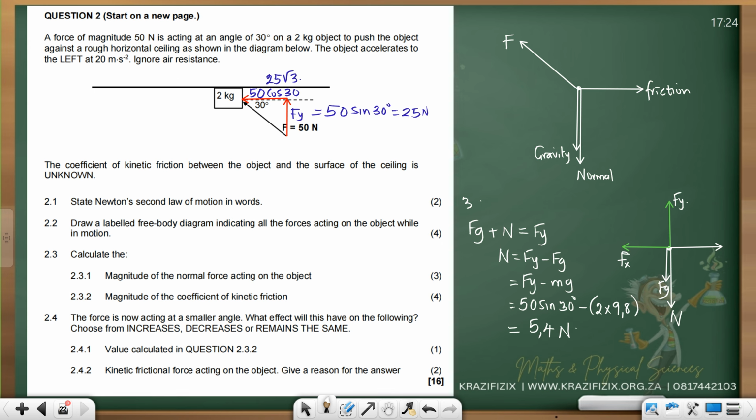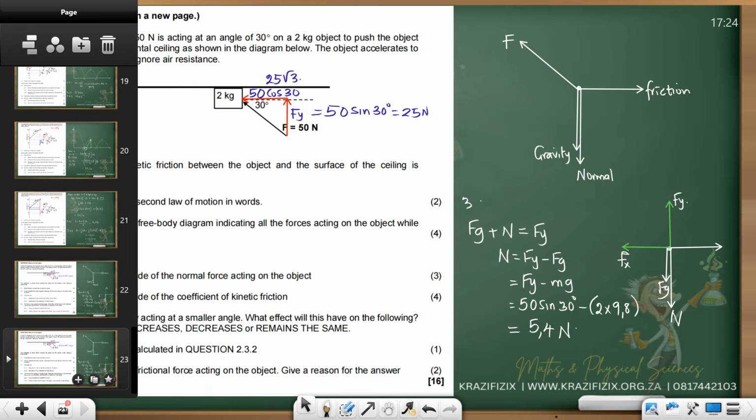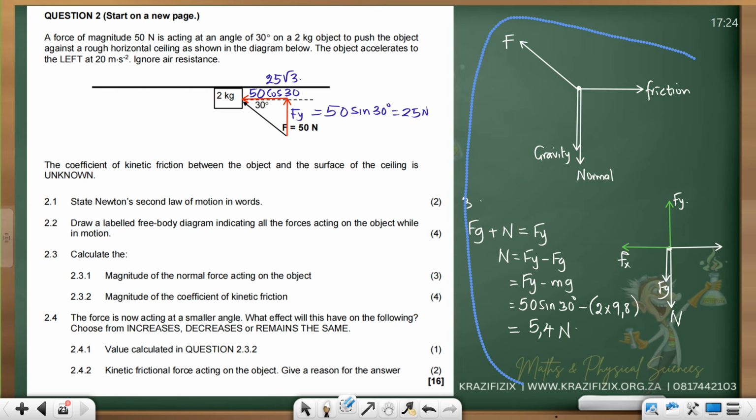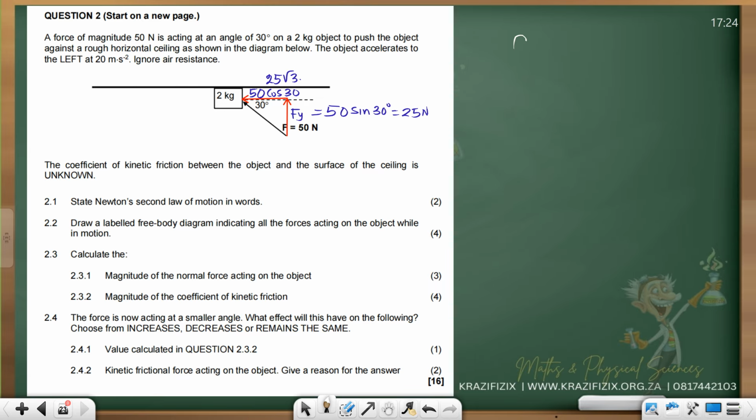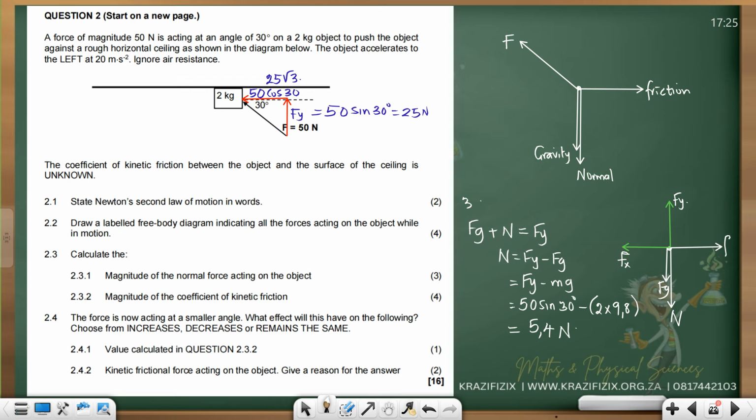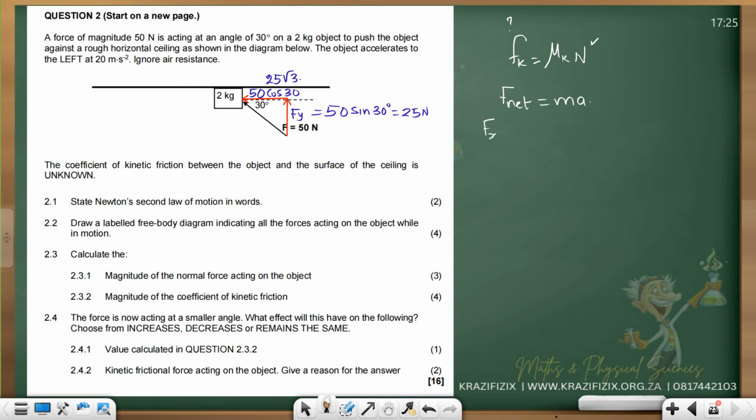Magnitude of the kinetic friction. No, of the coefficient. How do we get the coefficient, by the way? Okay, let's see what we need. We know that Fk equals mu Kn. Now, do we have our normal force? Yes. But the question is, do we have friction? We don't have. So can we then say F net is equal to ma? Let's go back to our diagram. What are the horizontal forces? Do you see it's Fx and friction. Object is moving in this direction, plus and minus. So can we sort that out to say it's going to be Fx plus negative friction equals ma.